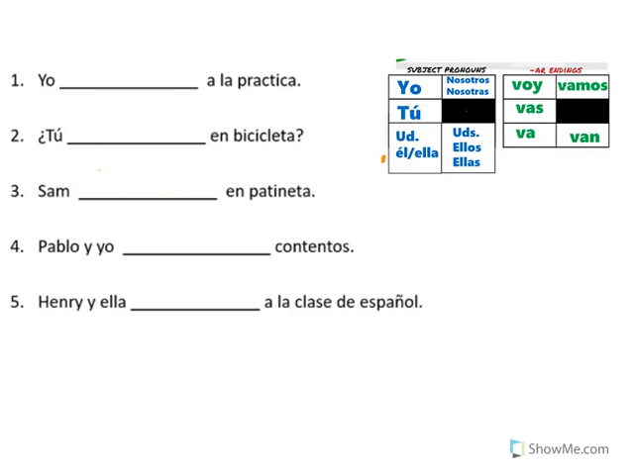Let's do number 4. Pablo y yo. Oh, look at that. We have one person and we have yo. So that means there's two people here. So it cannot be this side. That means it cannot be this verb.